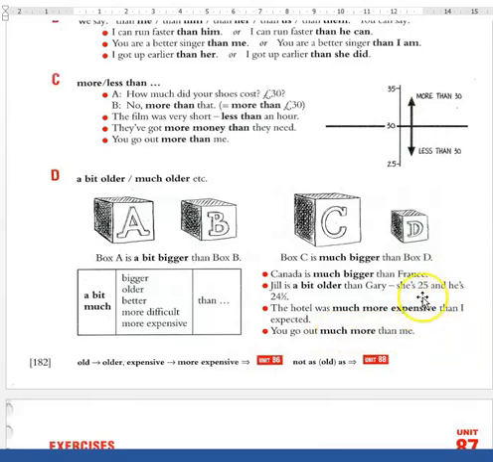Okay, so let's have a little look at some exercises. And for the exercises, we look at part 2.